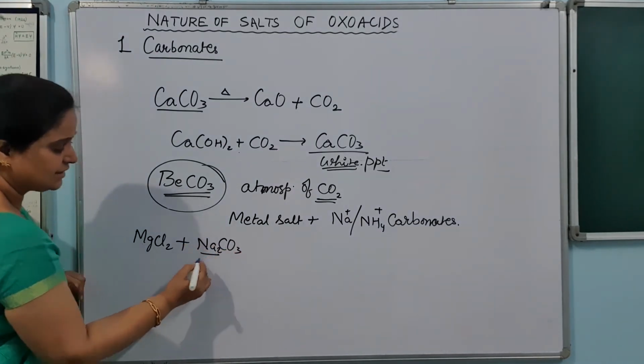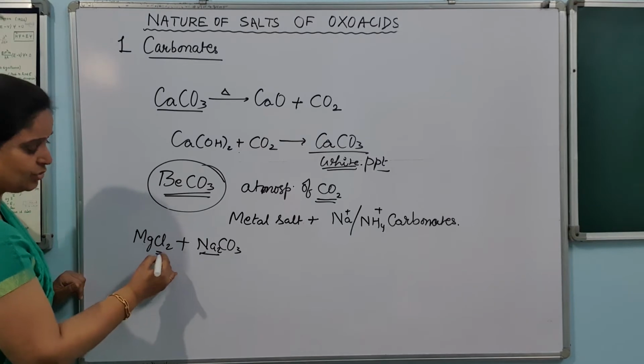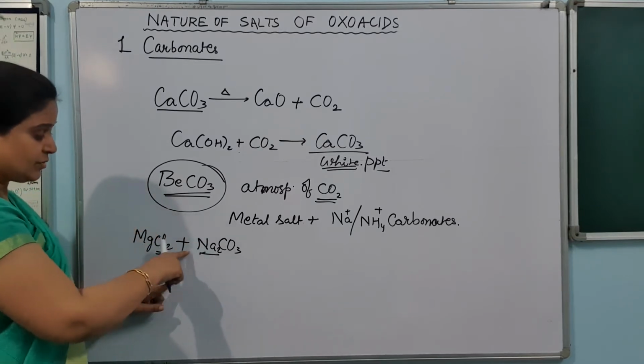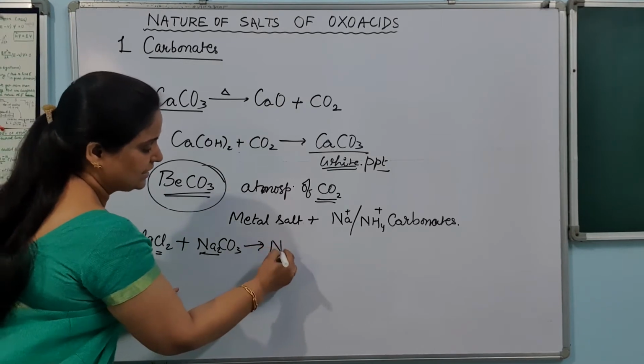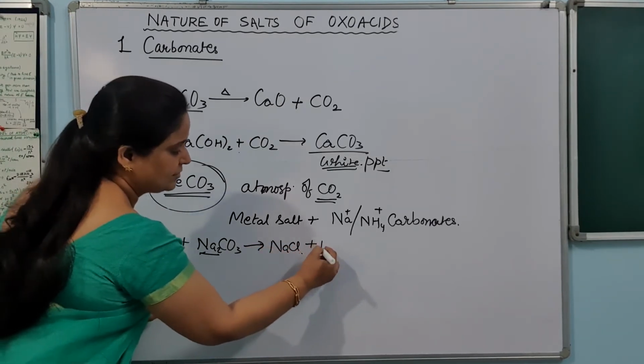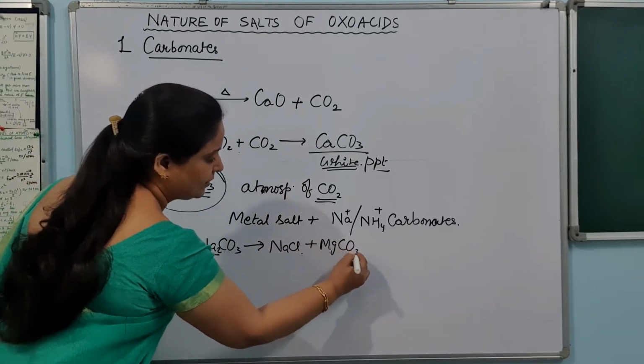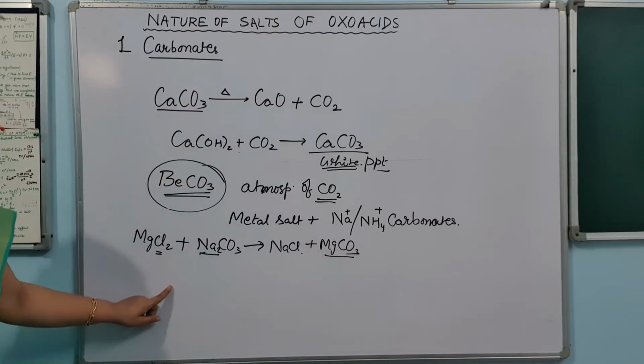Na2CO3. We know this thing, the affinity of the sodium towards the chlorine is more. So sodium is more reactive, it will take the chlorine, and magnesium will make the carbonate. So NaCl will be formed and MgCO3 will be formed. So this way the carbonates are formed.